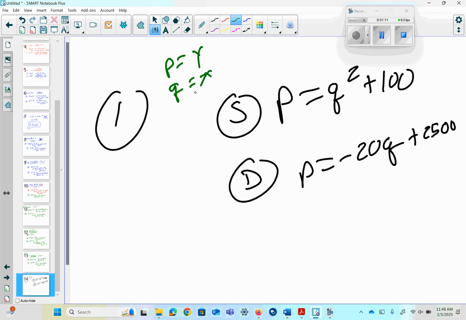That way I can plug it into Desmos, because Desmos doesn't do P's and Q's as far as I know. I might be wrong though. So Y equals X squared plus 100, and then Y equals negative 20X plus 2,500. And we want to find the market equilibrium. That's basically where the two of them cross.